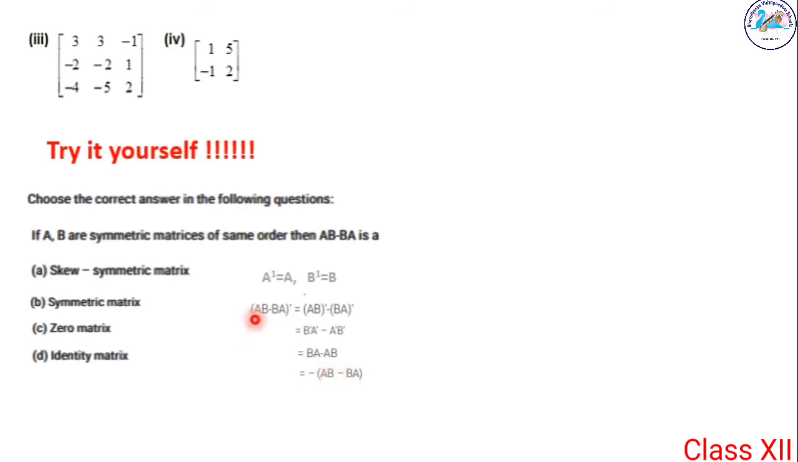So the conclusion is like this: AB minus BA is a matrix. If you take the transpose of that matrix, you get the negative of the given matrix, that is AB minus BA. That means AB minus BA is a skew symmetric matrix according to the condition. So option A is the correct one.